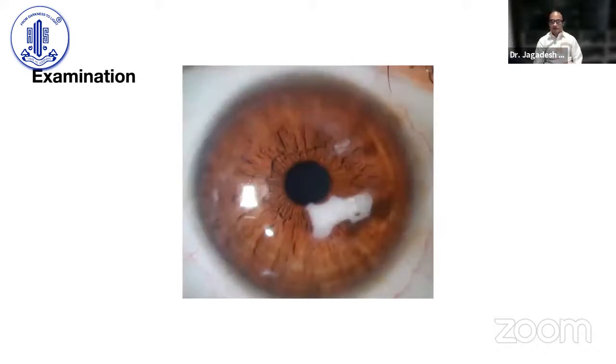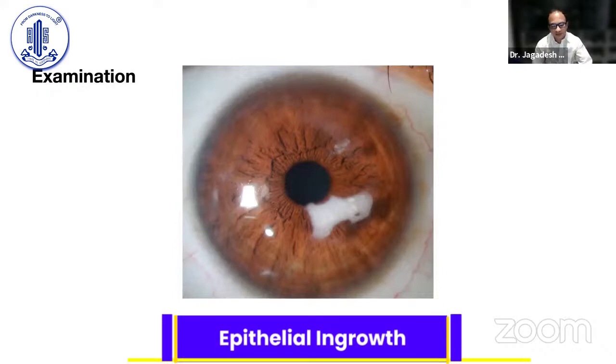So this was the right eye slit lamp photograph that you see here, a white opacity over the cornea. When we look at it, it was at the interface, and it has been gradually increasing as per the patient. So it is a no-brainer. Anybody who does LASIK would straight away jump to say it's an epithelial ingrowth.